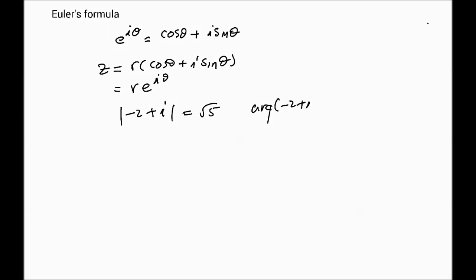of minus 2 plus i turns out to be 2.6779. I'll leave it to you to figure that out. So what happens then is, of course, minus 2 plus i can be written as square root 5 e to the 2.6779 i. So it can be expressed in that form.